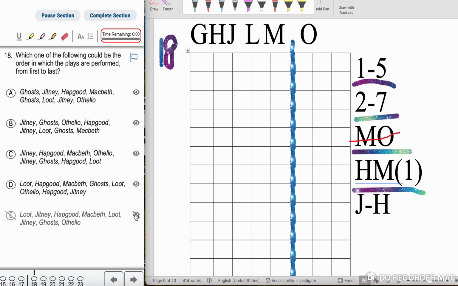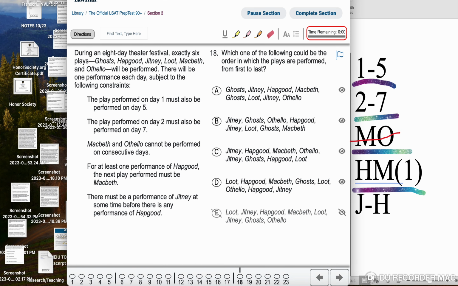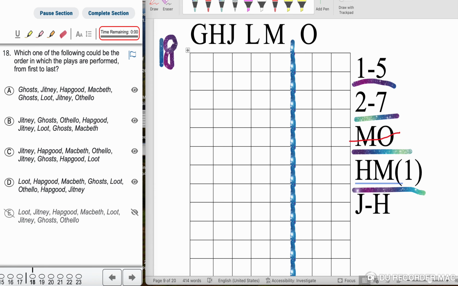M and O cannot be next to each other, so let's just verify it. M and O cannot be performed on consecutive days. If you look at choice C, it has M and O together, so let's remove choice C. H then M for one play: H is next, so H M is good here. H M is not good here. H M is okay here. J before H: J is after H here, so go ahead and eliminate it.